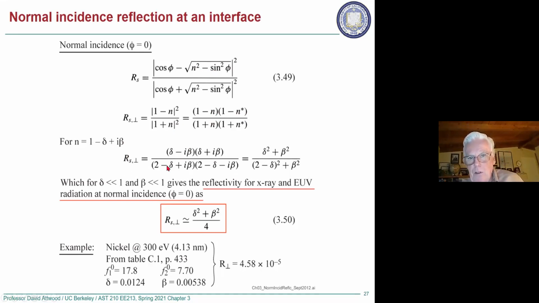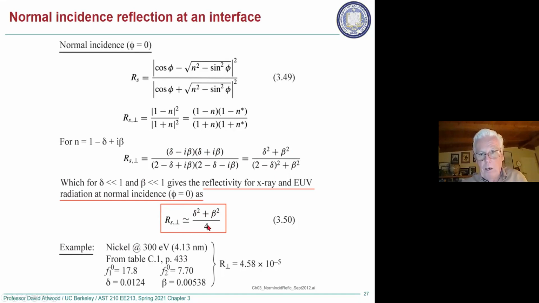And these are both small. These are really small numbers, like 10 to the minus 3 or 10 to the minus 6. Even the imaginary parts are really small. So this is just a 2, and this is just a 2, or shown here. Up here, you have all of these things. If you multiply this out, there's a minus and a plus on the imaginary. So you get delta squared plus beta squared, and all of this doesn't matter. This is just going to be over 4. So the normal incidence reflectivity is delta squared plus beta squared over 4.